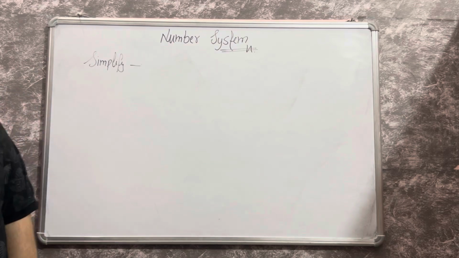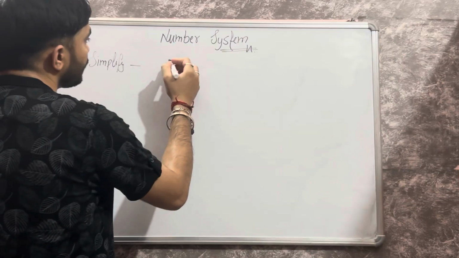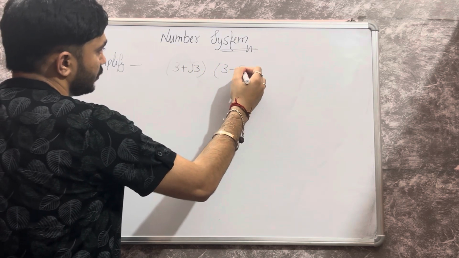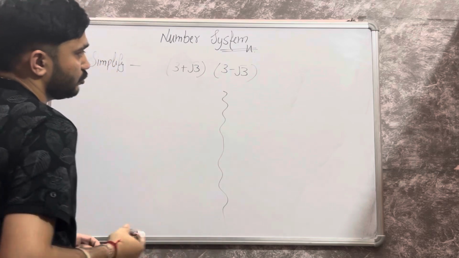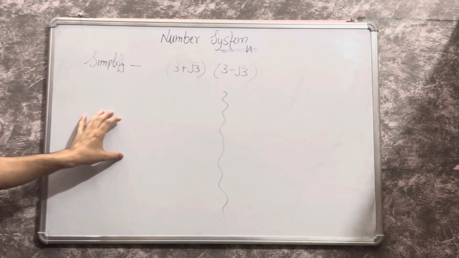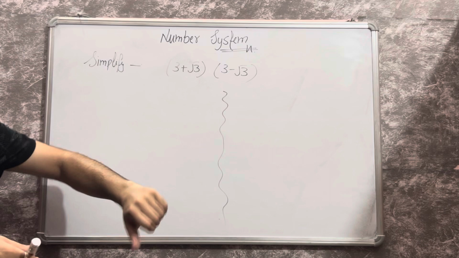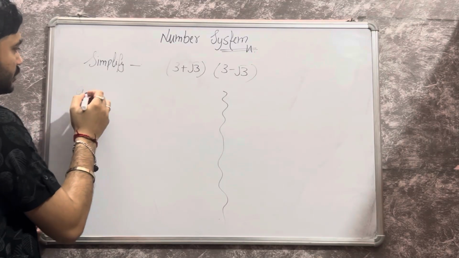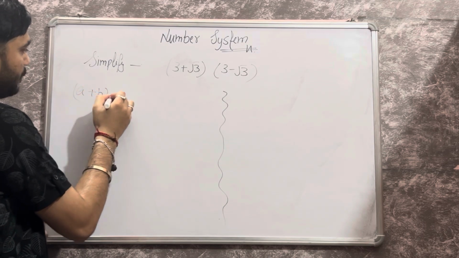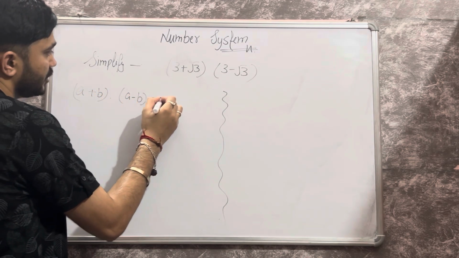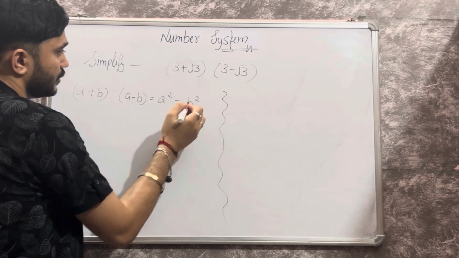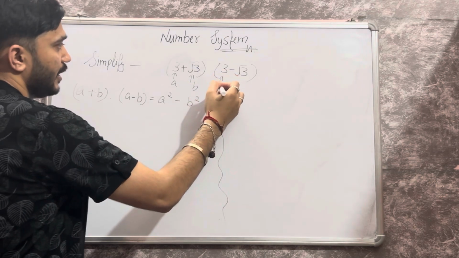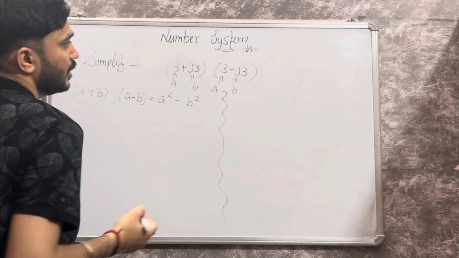Now moving forward, we will solve one more or two more examples of this. That is simplify 3 plus under root 3 into 3 minus under root 3. We are going to solve this question in two ways. Firstly by property and then by the simple method that we have used in our previous question. Firstly, what is the property that we are going to use here? A plus B multiplied by A minus B is equal to A square minus B square. A here is 3 and B here is under root 3.